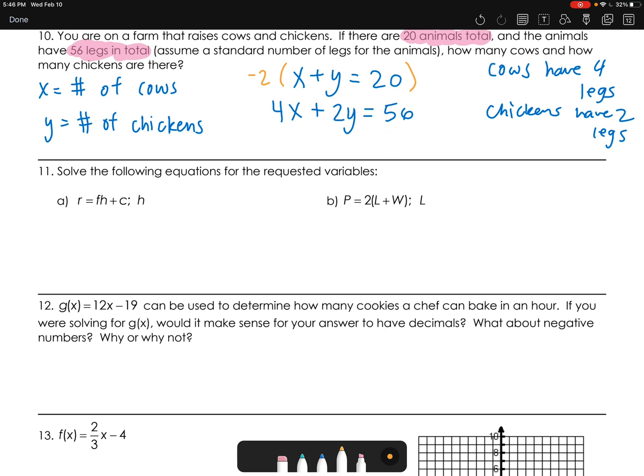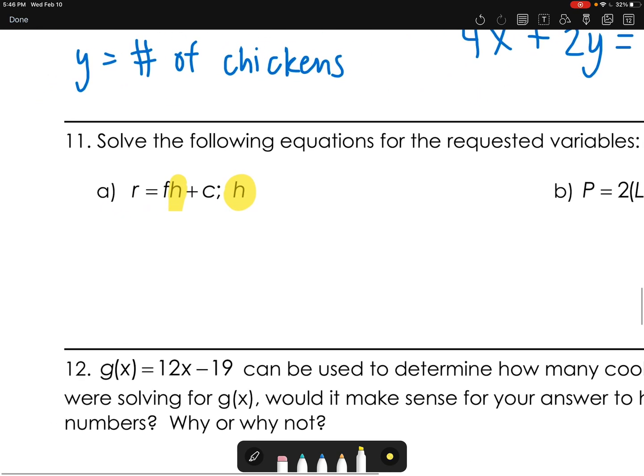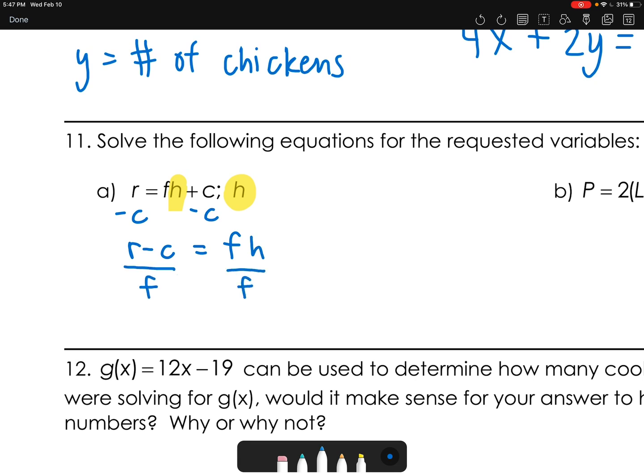Okay, number 11, these are, I know, everyone's favorite problems. This is a literal equation, right? And so it tells you what variable to solve for. So in here we're solving for h. And so to do that, I need to get h by itself. So I'm going to subtract c from both sides. I have r minus c equals fh. Divide by f on both sides. And h equals r minus c over f. Or you could think of it as h equals r over f minus c over f, if you wrote this, that is totally okay too.